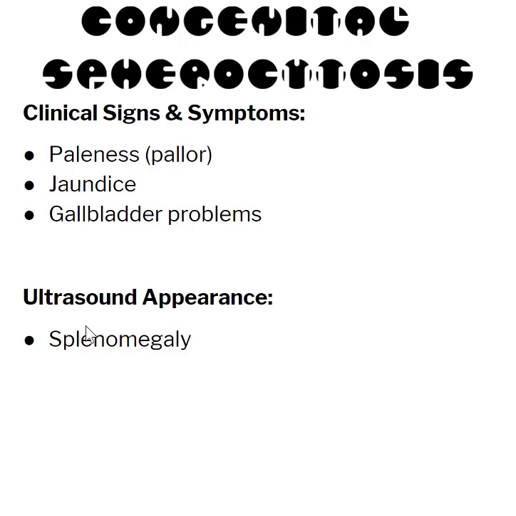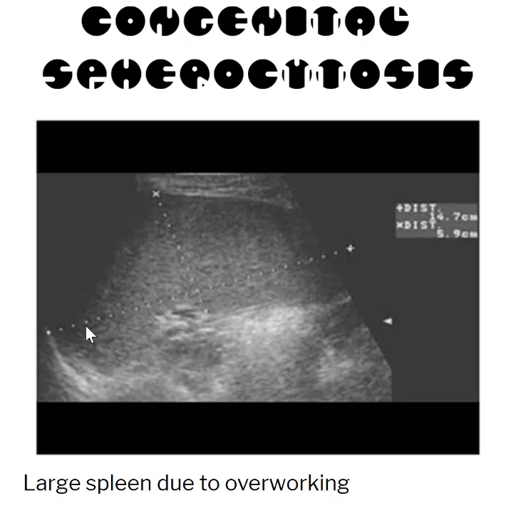On ultrasound, we will see splenomegaly. So here's a patient with congenital spherocytosis. The spleen is very large. Again, we are missing the inferior portion of the spleen. The sonographer is guessing here where it would end.